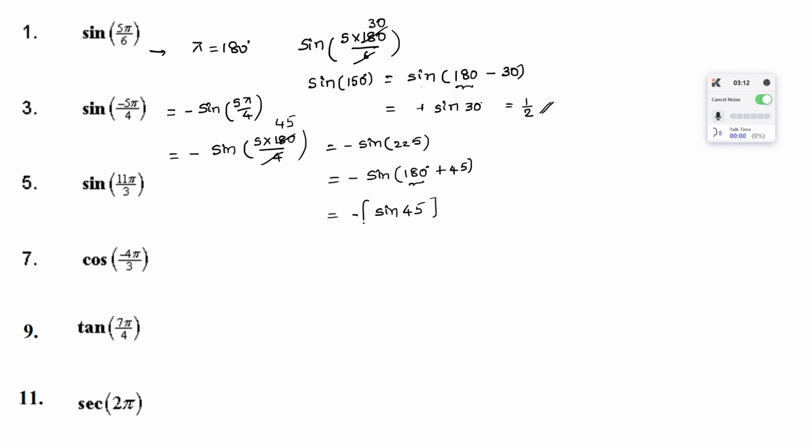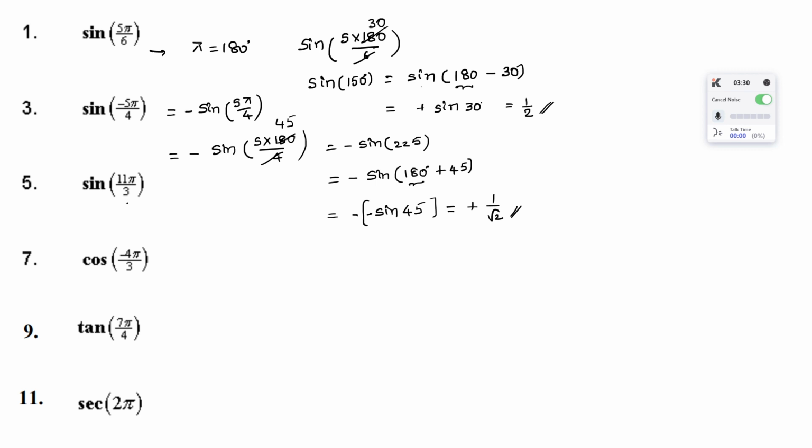And also we should be aware of this minus symbol. 180 plus theta belongs to third quadrant. In third quadrant, tan is positive, sine is negative. So that will become minus sine 45. And minus of minus sine 45 is plus sine 45, which will become 1 by root 2.